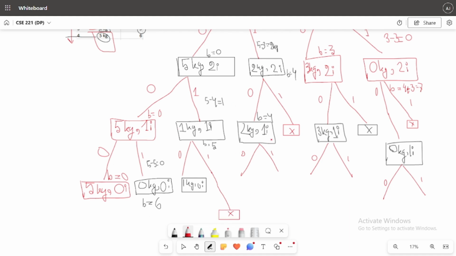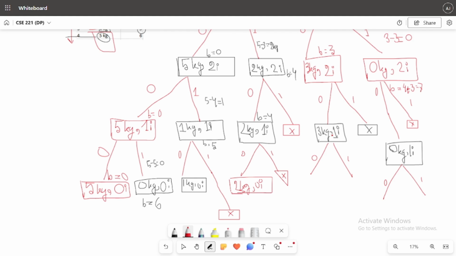Now for 2 kg 1 item, we are not picking any item. Sorry, it will be 2 kg, right? Because we are not picking anything, it will remain the same. And we cannot pick anything from item number 4 because it is 5 kg and it is 2 kg. So 2 minus 5 will be negative, so we will put a cross here.